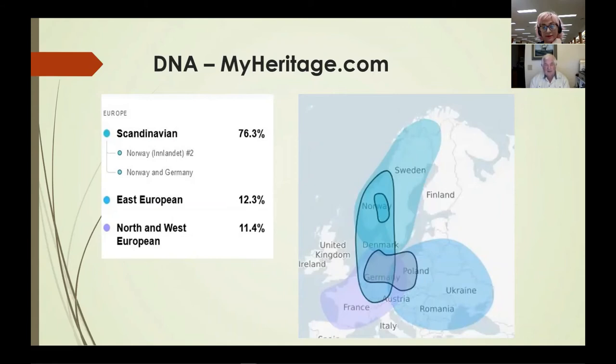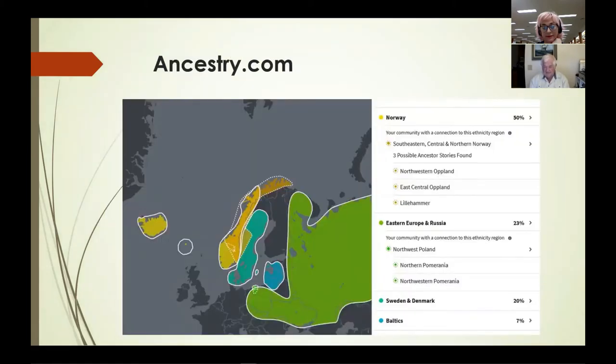Okay, what about the next one? Ancestry.com. Norway, you see up at top, and it's blocked out by the picture of me. Okay, you can see up there, Norway is 50%. Eastern European Russia, 23%. Oh, Sweden, 20%. That's the first time I've run into a section of DNA testing that came back with Sweden information. Okay, let's go on to the next one and see what they say.